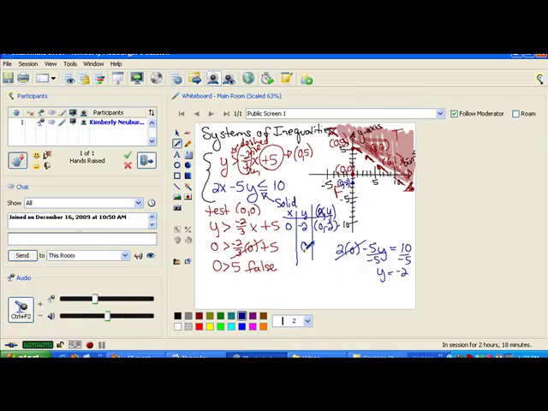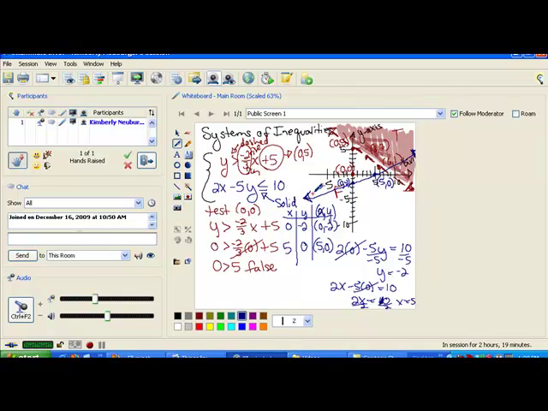Now let's plug in 0 for our y. We get 2x minus 5 times 0 equals 10. This goes away, and I have 2x equals 10. Divide both sides by 2, and the x is 5. So I have a 5 here, which is the point (5, 0). If I plot that, it lands right here. We know from the inequality here that we will connect these with a solid line, and that is the line for the blue one. But I'm not done.